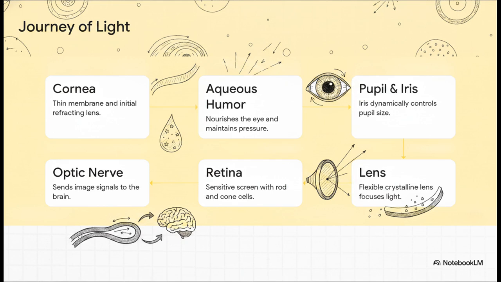This is a clear liquid that nourishes the eye with protein, and it also maintains critical eyeball pressure. From there, it enters the pupil. Now, the pupil looks black, but its size is actually dynamically controlled by the iris to manage exactly how much light gets in. Pretty cool, right? Then, the light gets focused by our flexible, crystalline lens, eventually landing on the retina, a highly sensitive screen packed with rod cells for low light and cone cells for bright light. And finally, that signal travels via the optic nerve directly to your brain.